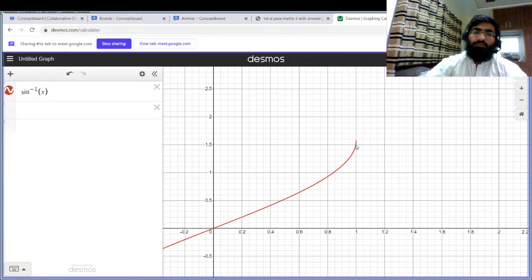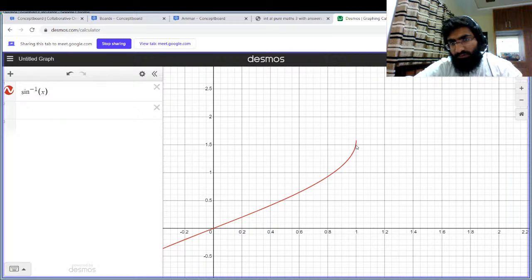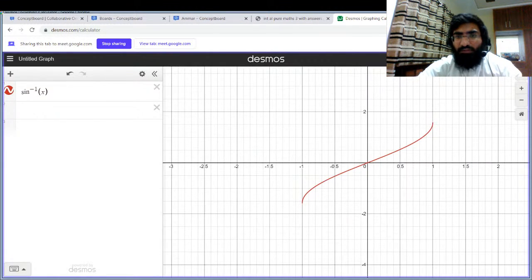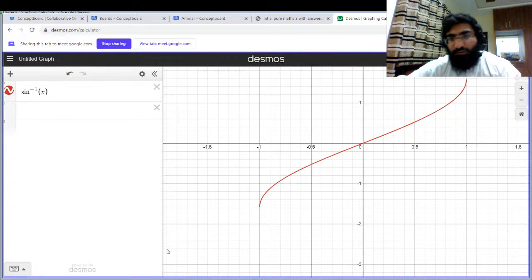Pi by 2 is, I don't know, 90. By 2. 1.5707. Okay. That is why. And over here, since minus pi, it would go to minus 90, it will become minus 1.5707.